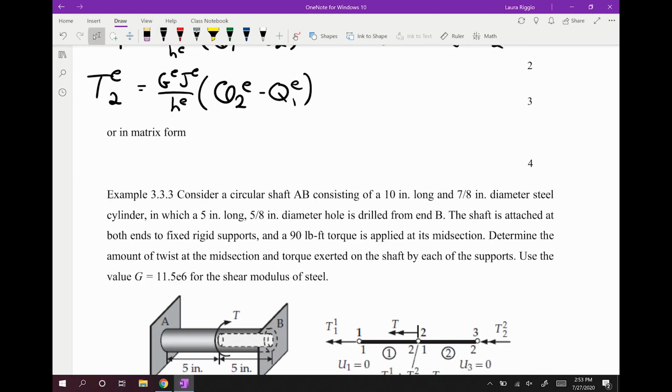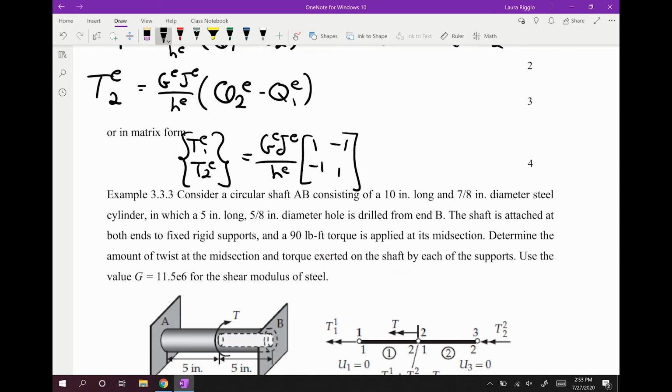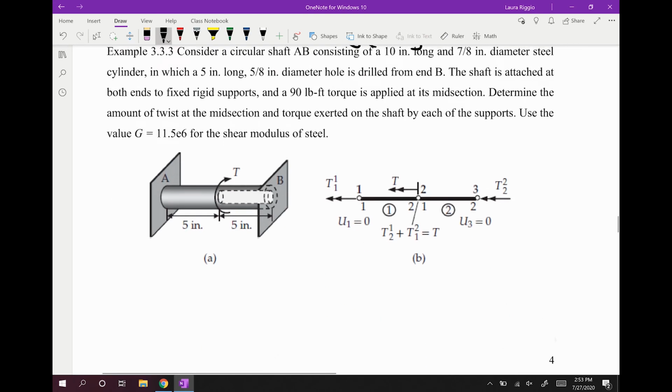Or if we were to put this in matrix form, we would simply get that our two torques are equal to GJ over h times [1, -1; -1, 1], where this is your element level stiffness matrix, times our twists at our two ends. So we're going to look at an example.